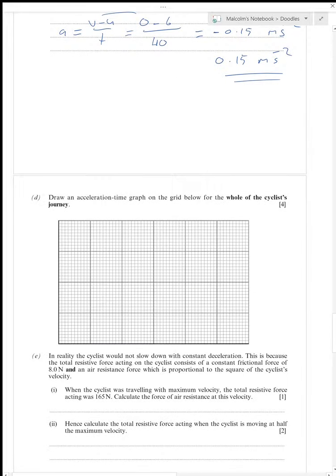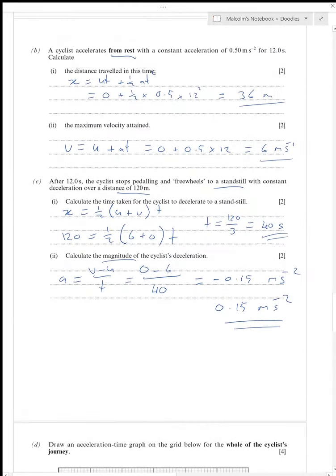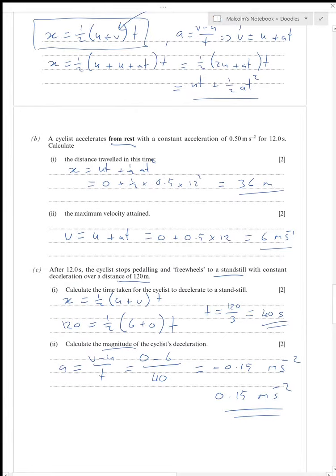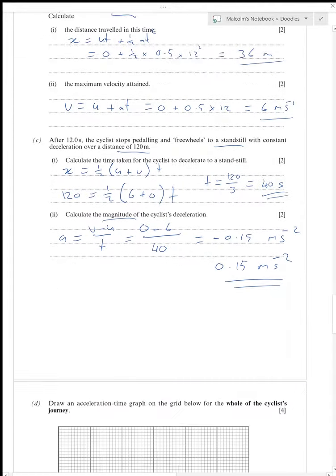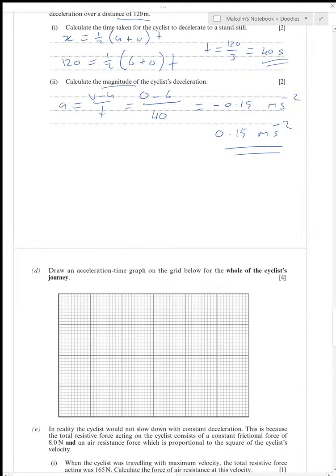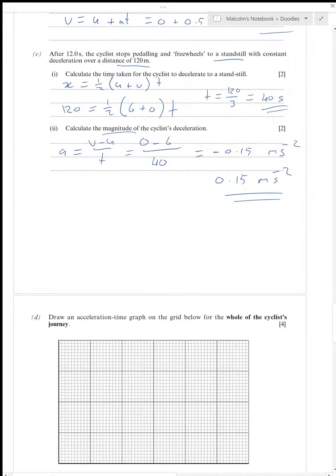Slightly unusual question this, because it's asked for an acceleration time graph for the whole of the cyclist's journey. So this shouldn't be too taxing. We've got two constant accelerations. So cyclist starts from rest and has this initial constant acceleration of 0.5 meters per second squared for 12 seconds. So that initial acceleration is going to be positive at 0.5 and it's going to last for 12 seconds. Then after that time, we have this negative acceleration of minus 0.15 and that lasts for 40 seconds.